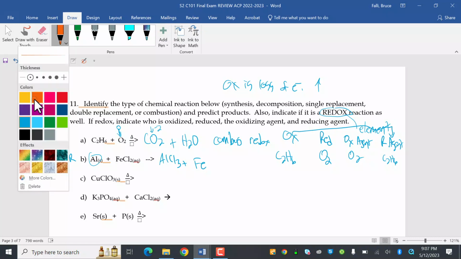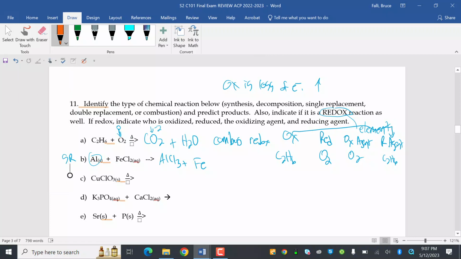I'm going to change my color here a little bit. Aluminum here went from 0 to +3. So its charge went up. That means it is oxidized. What's oxidized? Aluminum. So what is reduced? Fe in the FeCl2. The oxidizing agent is the thing that was reduced, right? So FeCl2, and then this is going to be Al.